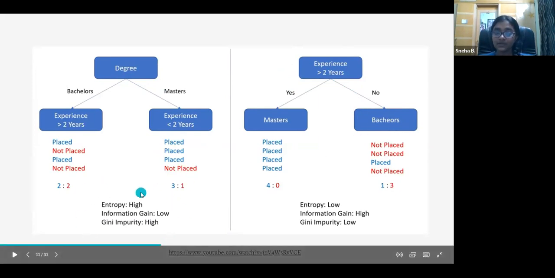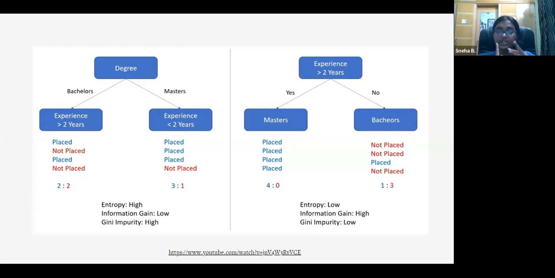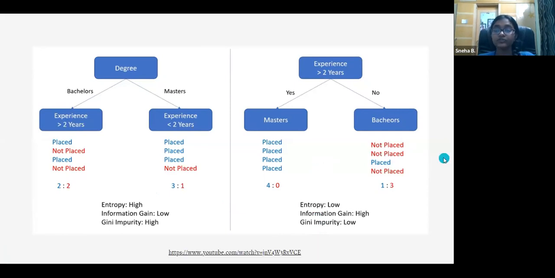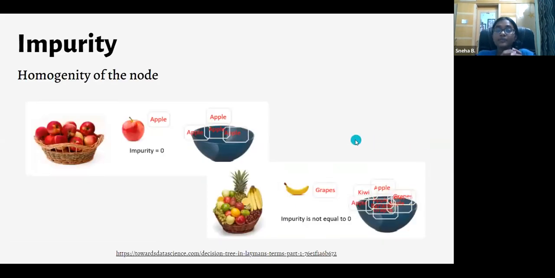Now for this tree, we have something known as entropy that is high, information gain is low, and Gini impurity is high, while it's the opposite here for this tree. So let's understand that in detail. So first, I'll explain what impurity is. So impurity basically means the homogeneity of a node. So what does that mean? Let's take this example that's present on screen.